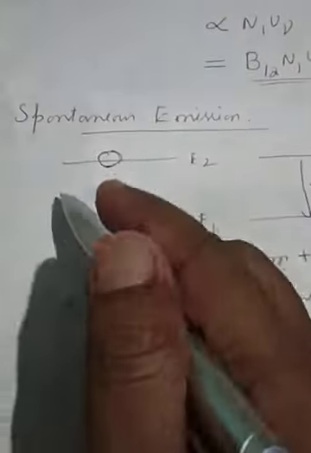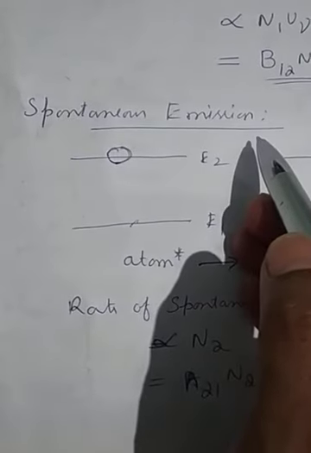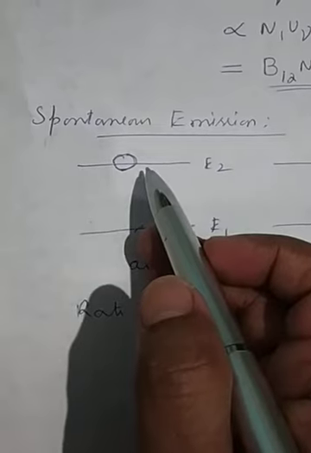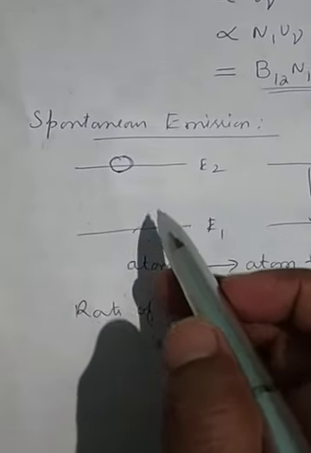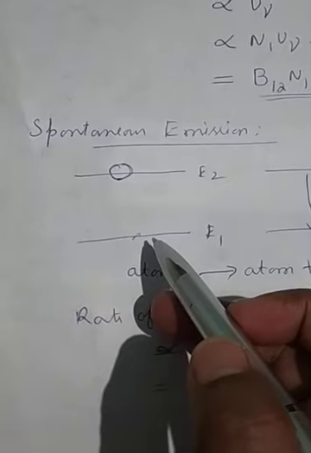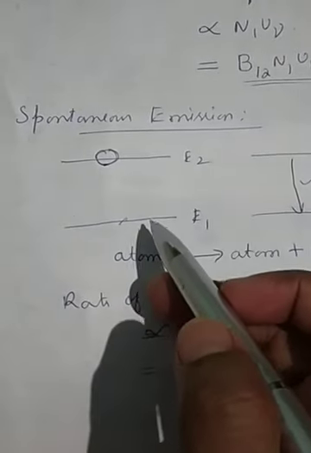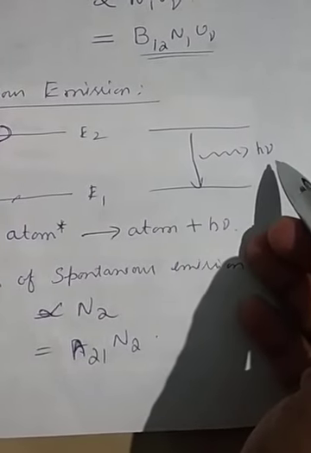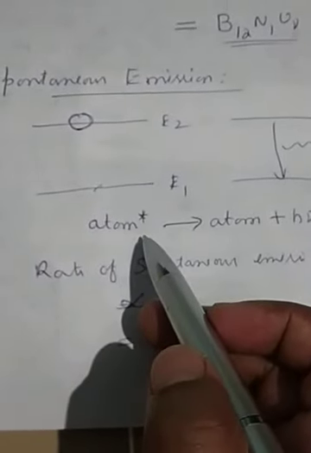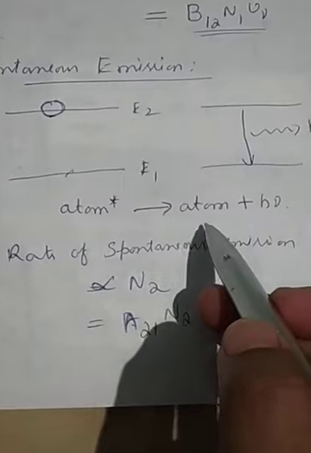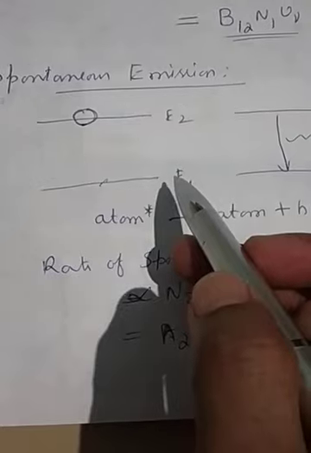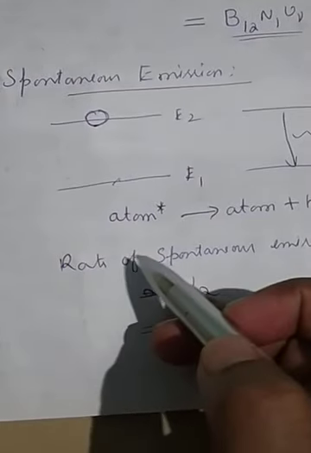Another process we can talk about is spontaneous emission. In spontaneous emission, the atom is already in the excited level and comes down from the upper level to the ground level on its own, without being influenced by any external factor, with the emission of light. I can represent it like this: the atom in the excited state comes down to the ground level with the emission of light h nu.